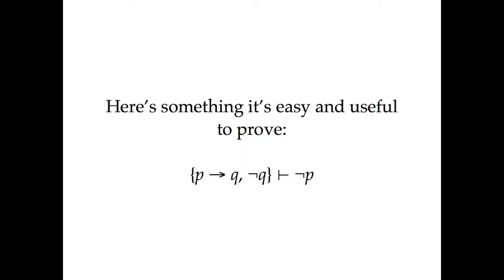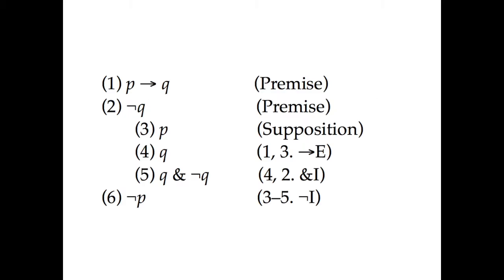Okay. Here's a very easy, useful argument that we can prove using this inference rule. P arrow Q, not Q, proves not P. Here's how you prove this. Our first premise, line 1 of the proof, says P arrow Q. The second line of the proof says not Q. That's the second premise in the argument.